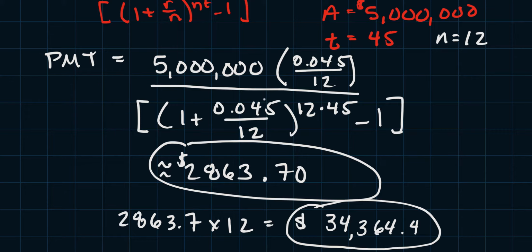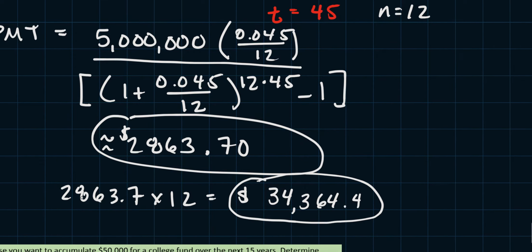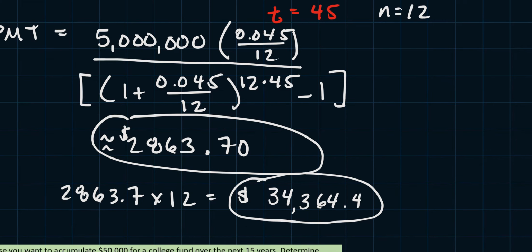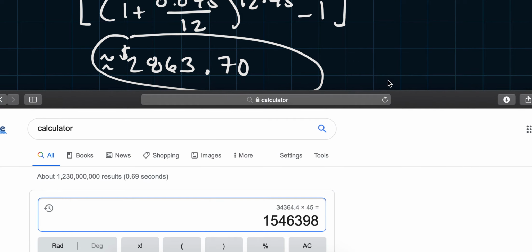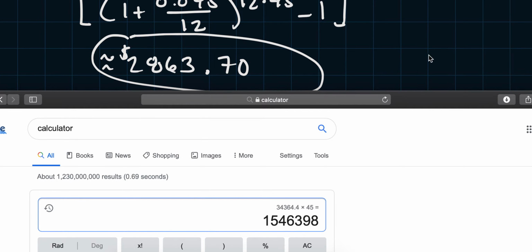And 45 years is a long time with this APR. I'm just curious, how much money do we actually put in the bank? So we're doing this for 45 years. So we're putting this amount every month for 45 years. So let's take this and multiply by 45. Okay, so if we have this and we multiply it by 45, we'll get 1,546,398.